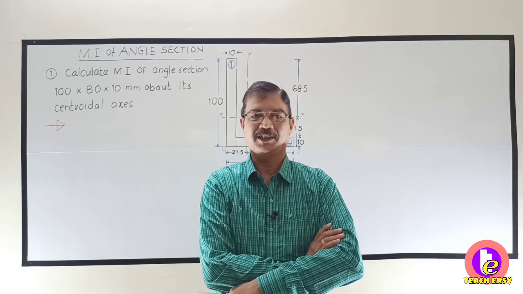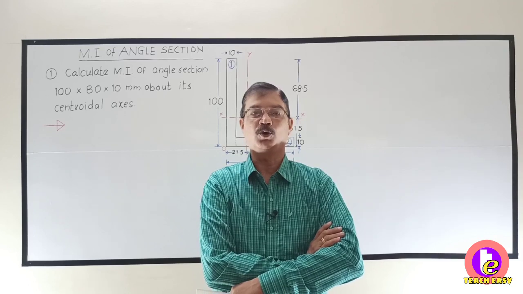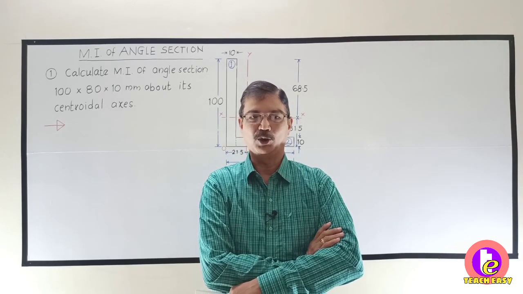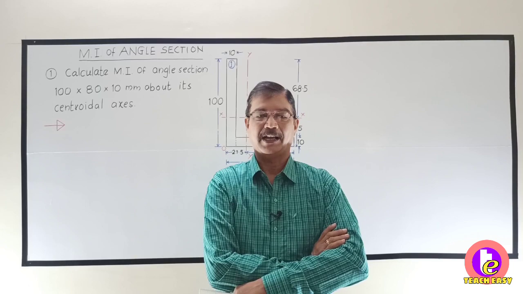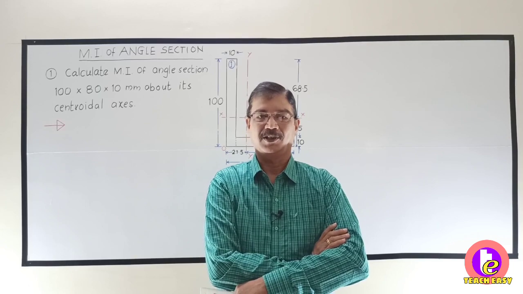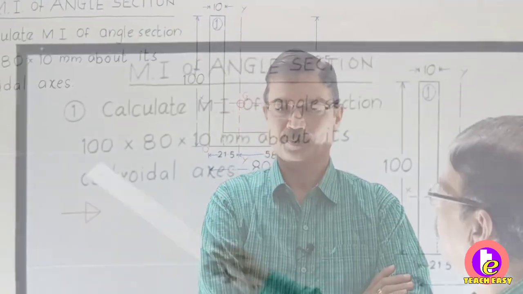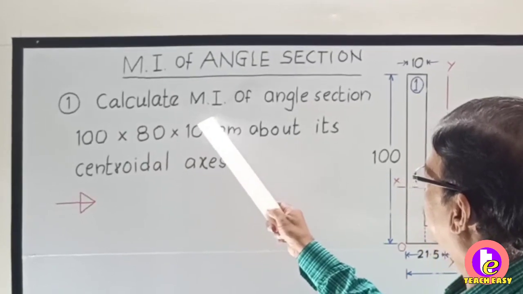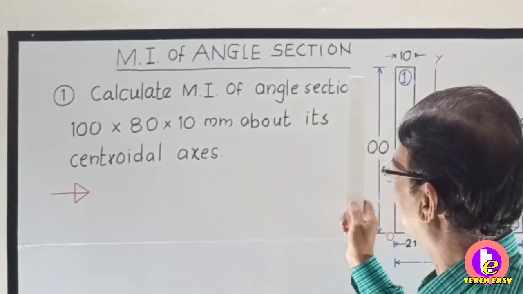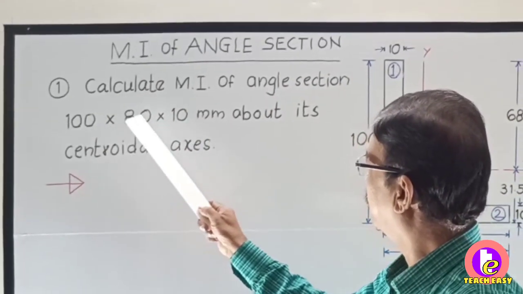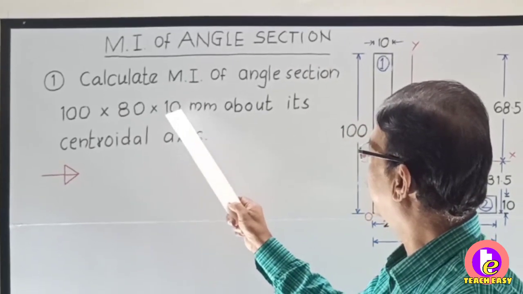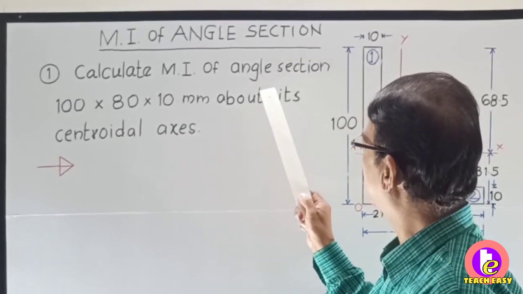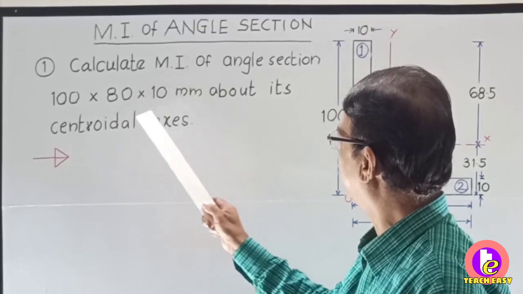In this video lecture, we will see how to find out the moment of inertia of angle section. So let us see the problem. Calculate moment of inertia of angle section 100 mm by 80 mm by 10 mm about its centroidal axis.